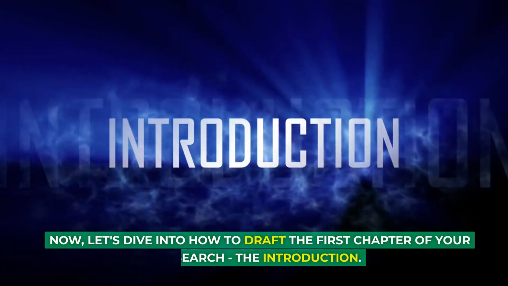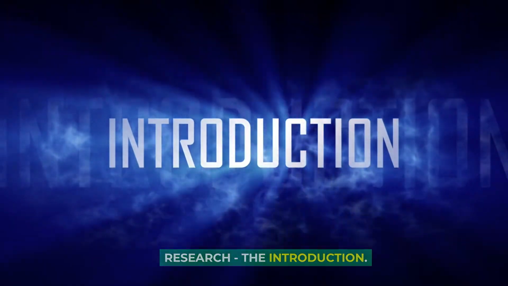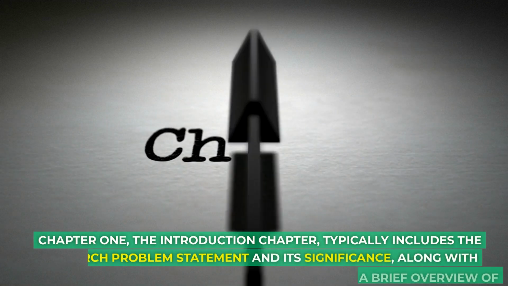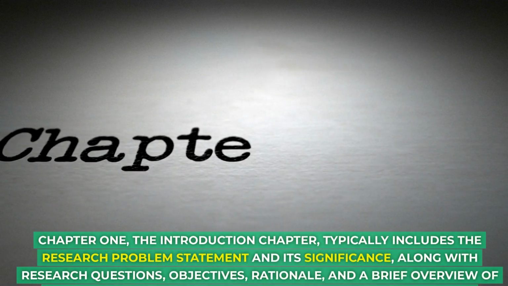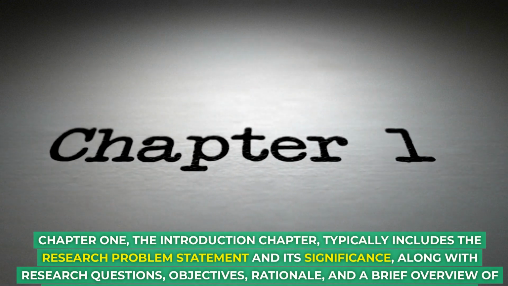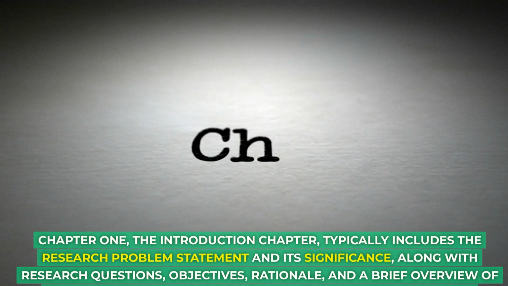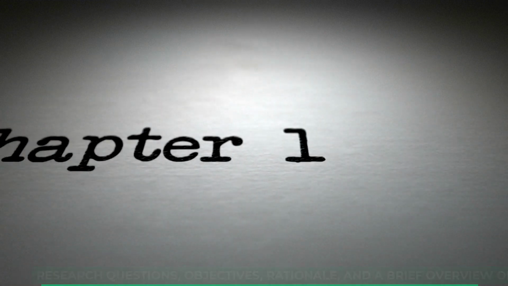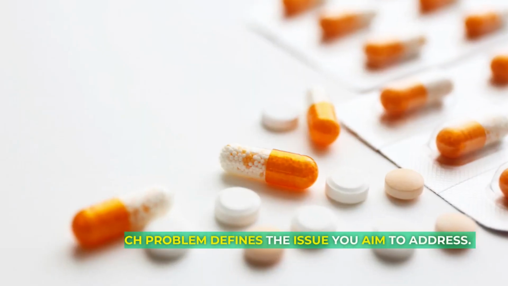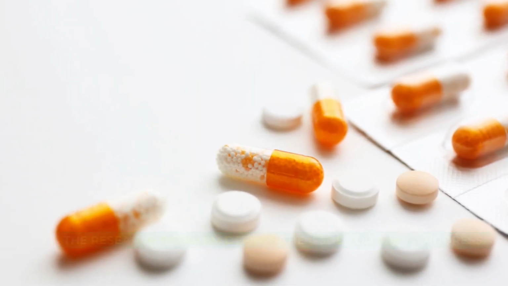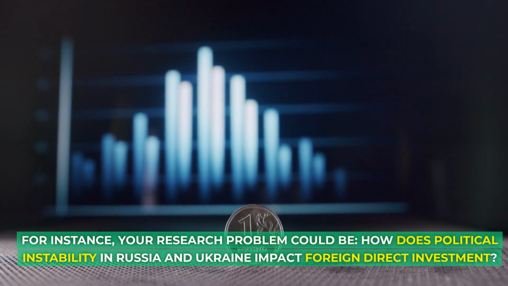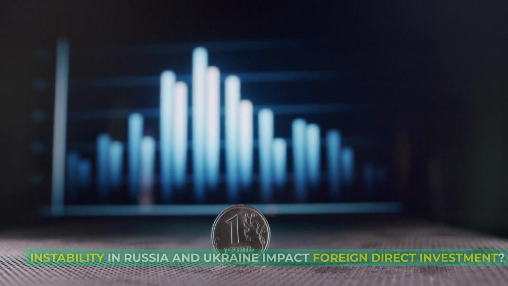Now, let's dive into how to draft the first chapter of your research. The Introduction. Chapter 1, Introduction. Chapter 1, the introduction chapter, typically includes the research problem statement and its significance, along with research questions, objectives, rationale, and a brief overview of the research methodology to provide readers with a clear understanding of the research's context and purpose. Research problem. The research problem defines the issue you aim to address. For instance, your research problem could be, how does political instability in Russia and Ukraine impact foreign direct investment?